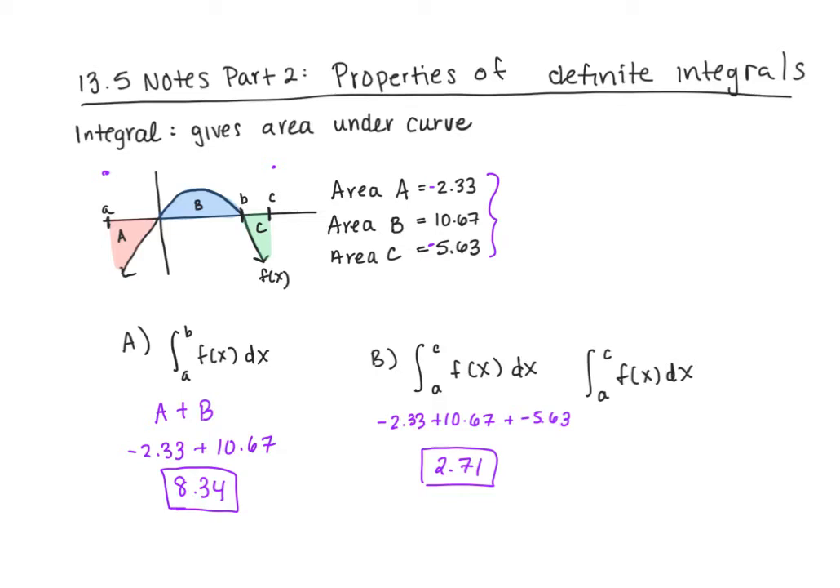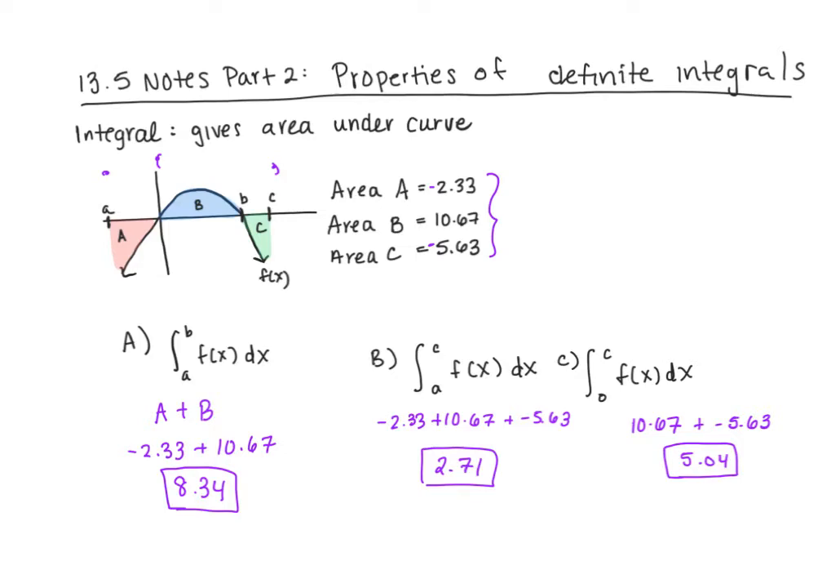This last one I need you to change a little bit. I meant to put a 0 there at the bottom, otherwise it's the same question as you had before. So we're going to change this A to be a 0 and then calculate the integral here. So from 0 to C is adding up the areas B and C together. So that's going to be 10.67 plus the negative 5.63. So when we type that into our calculator, we get 5.04 as the area.